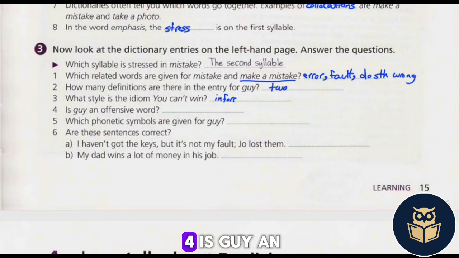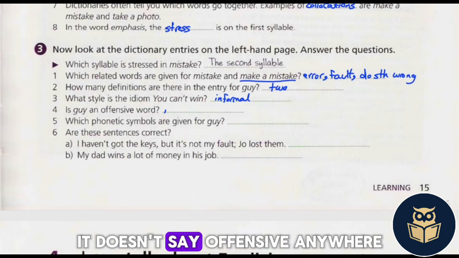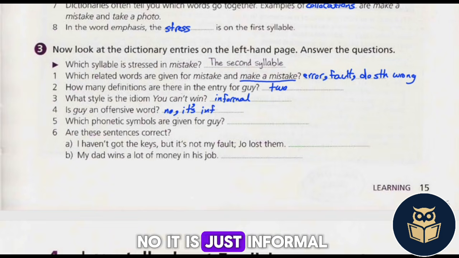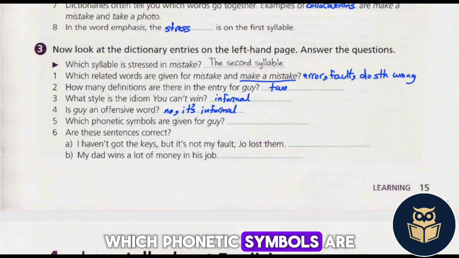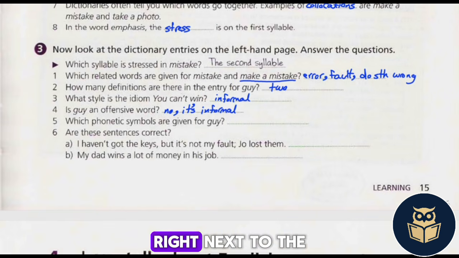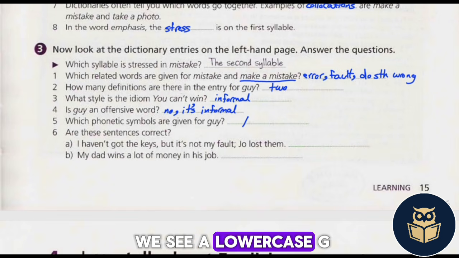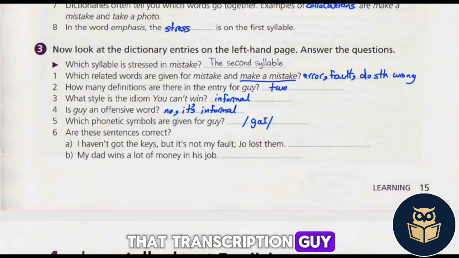Let's look at question 4. Is guy an offensive word? Well, if we look back at the entry, the tag in brackets only says informal. It doesn't say offensive anywhere, so the answer is no, it is just informal. Question 5 asks, which phonetic symbols are given for guy? Right next to the word, enclosed in those forward slashes, we see a lowercase g, an a, and an I. That transcription, guy, is exactly what we need to write down.